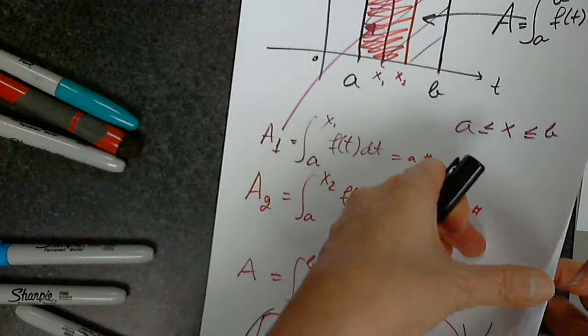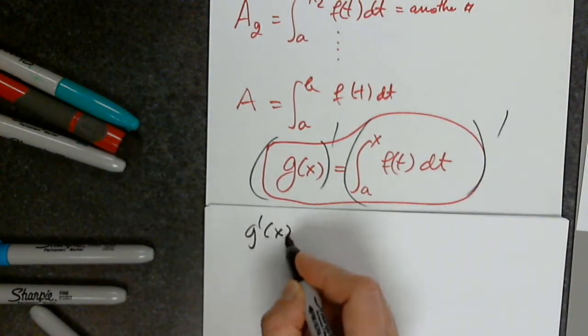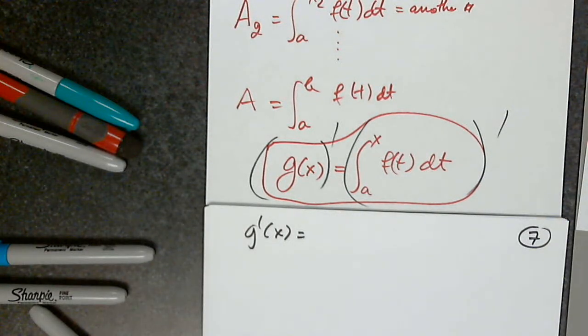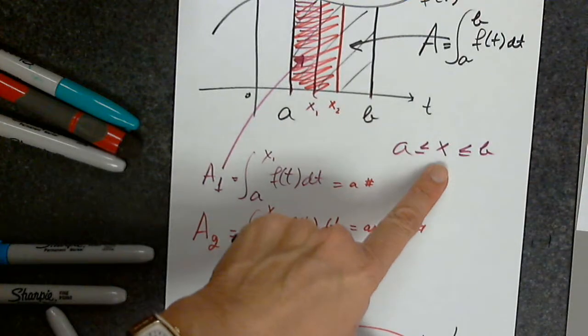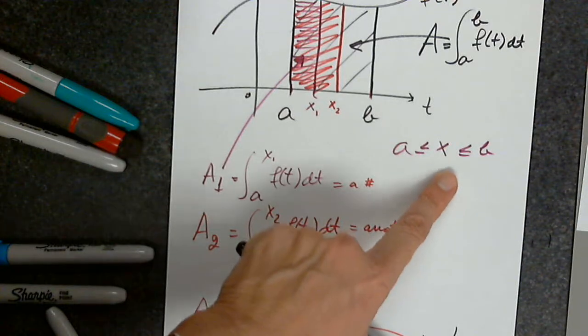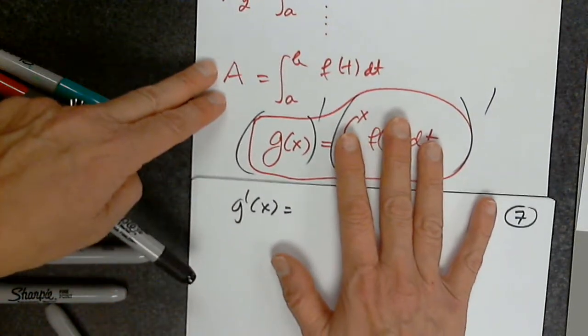So the left-hand side is g prime. But now let's think, what is the right-hand side? The answer has to be a function of x. Is the x between a and b? Yes, x is between a and b.